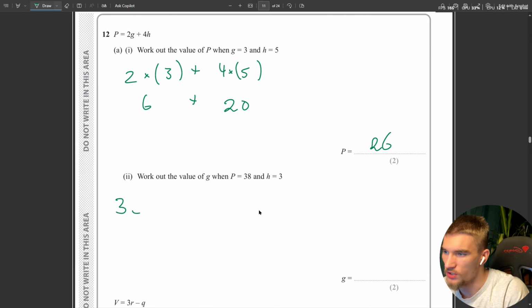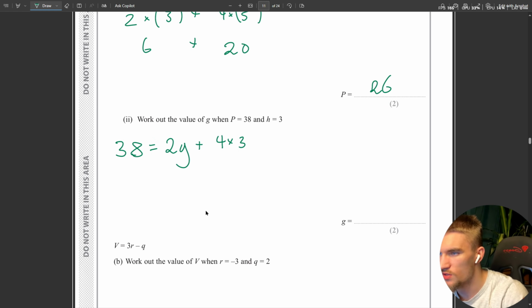So let's make this 38. And this is going to equal 2G plus 4 times by 3. All right, so let's do the 4 times by 3 first, because BIDMAS, we always start with multiplication. 4 times 3 gives me 12. So we get 2G plus 12 equals 38.